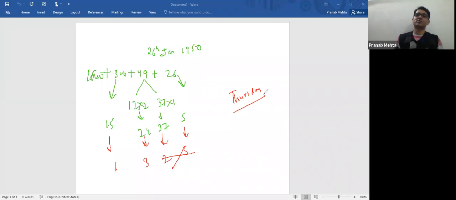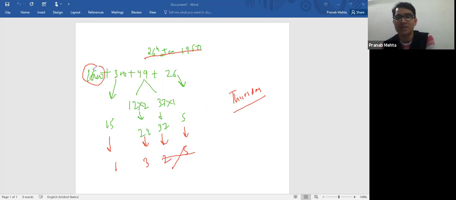How much time does it take? Once again, I'll repeat this. Since I've done it fast, I'll repeat it. I want to know what was the day on 26 January 1950. First job: maximum multiple of 400. So the maximum multiple of 400 in 1900 years can be 1600. Out of 1900, 1600 is taken care of.